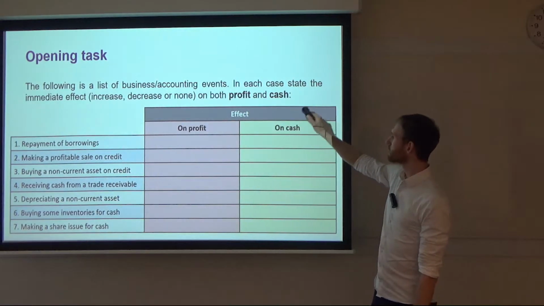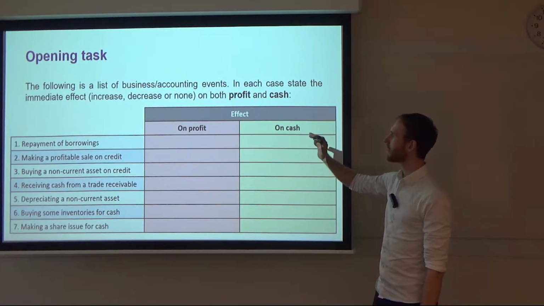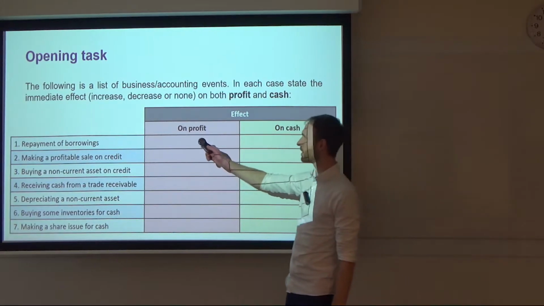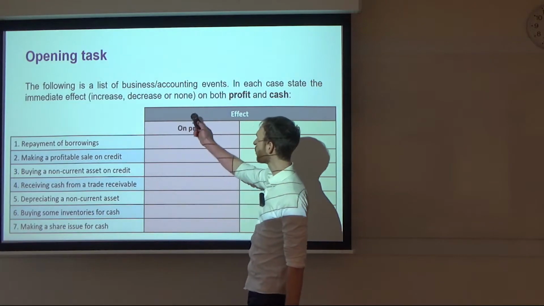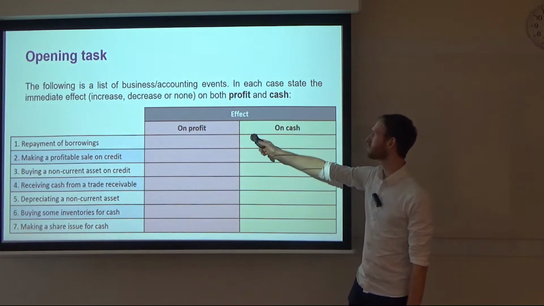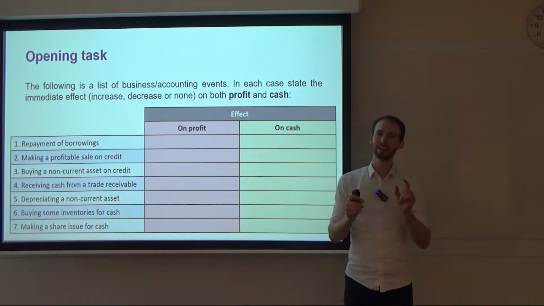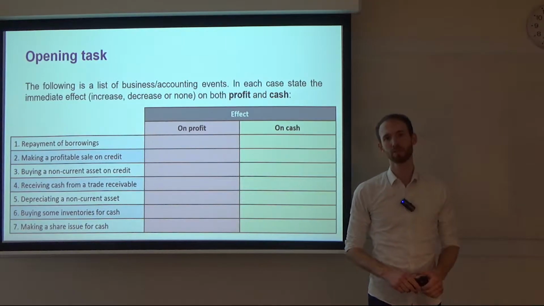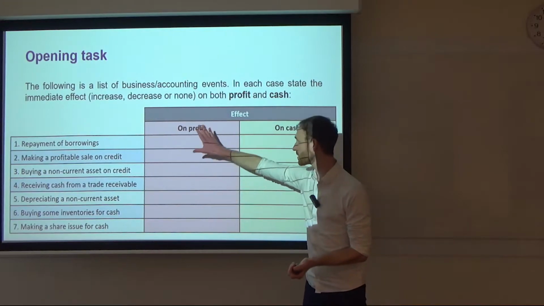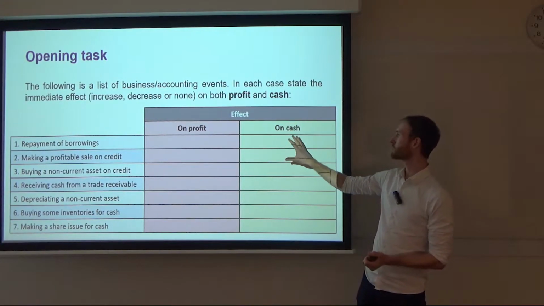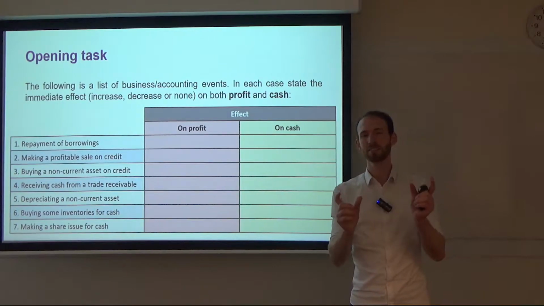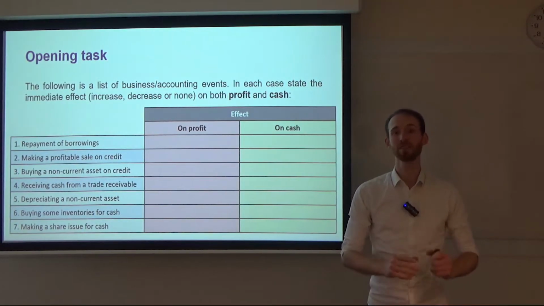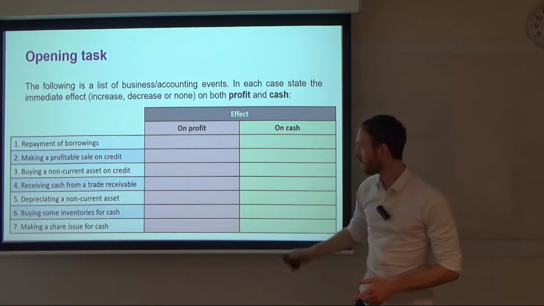What we should do in each of the cases is state if there is an immediate effect. So in each case, state the immediate effect, meaning increase, decrease, or no effect at all, for both profit and cash. And then it actually becomes clear where the difference between the two is, because we have an income statement where we look at profit, and we have a cash flow statement where we look at cash. And there, sometimes you will see that there is a difference between the two, and then the difference between the two statements becomes ever more clear.